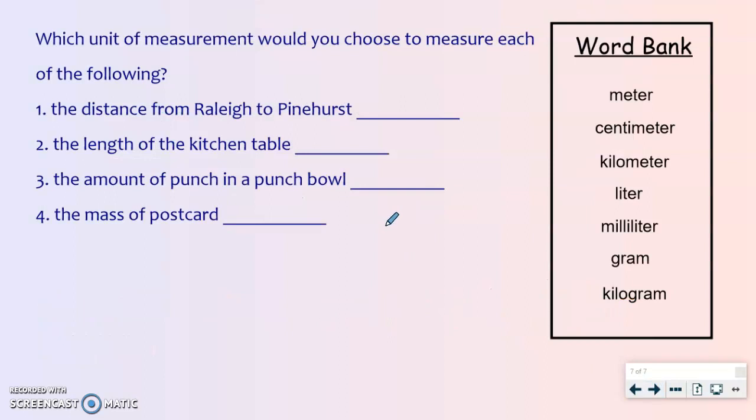All right, and so just to review real fast, which unit of measurement would you choose to measure each of the following? So we have 4 different scenarios here. Go ahead and pause the video real fast and choose, you're not going to use all of them obviously, but choose which word from the word bank would be used to measure these.